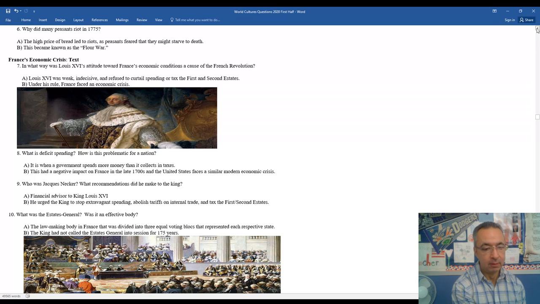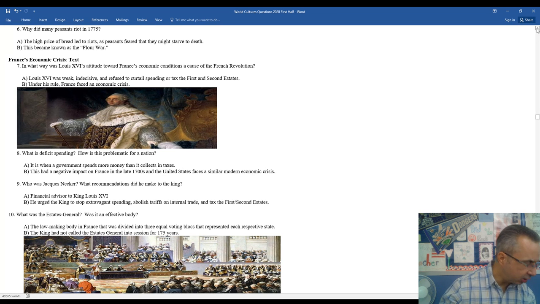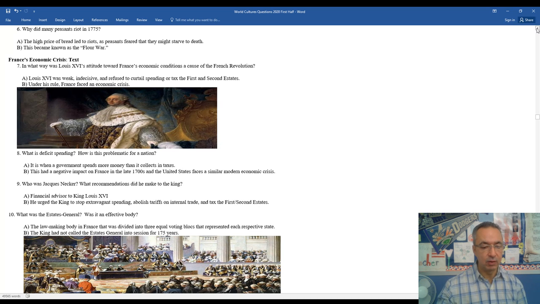Jacques Necker. Who was he? He was the financial advisor to the king, almost like the Treasury Secretary, like the United States has today. So, an equivalent level position, very high ranking, very trusted individual within French society, and especially for King Louis XVI. He basically begged the king to stop the extravagant spending. He knows what we just discussed, the idea of deficit spending being a poor decision for any individual, and especially for a country.